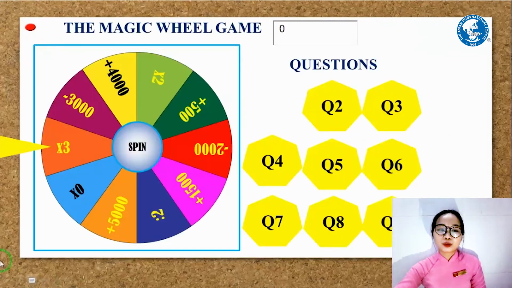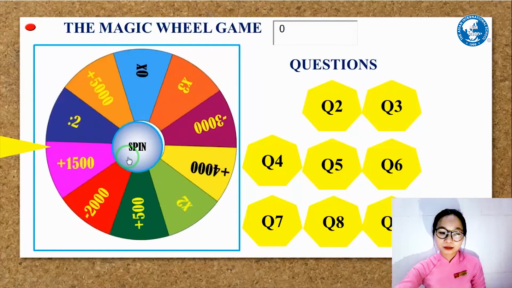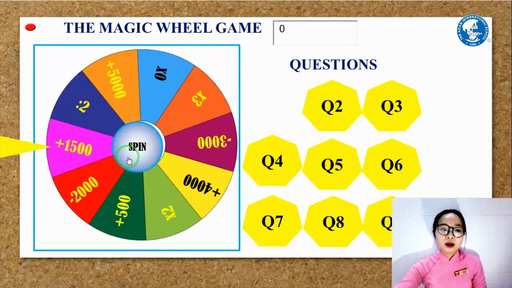So now it's time to spin the wheel. Can you guess how many scores we can get? Let's see. Plus 1,500. What a good start.